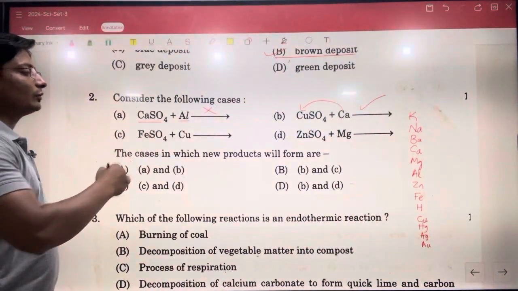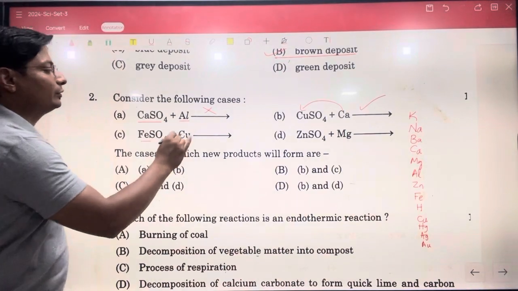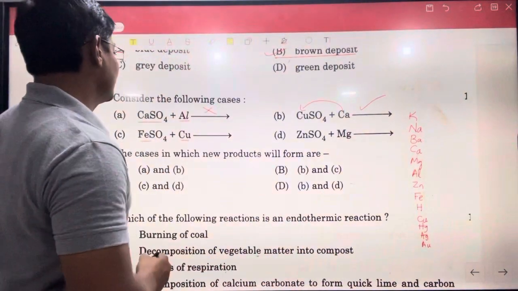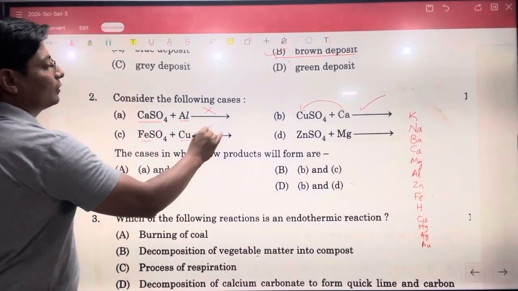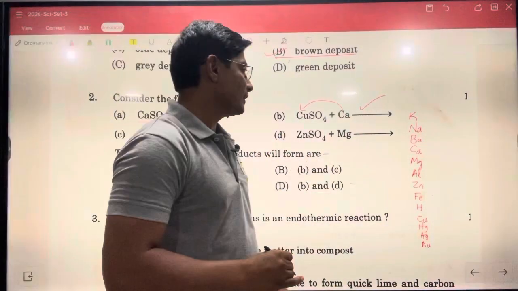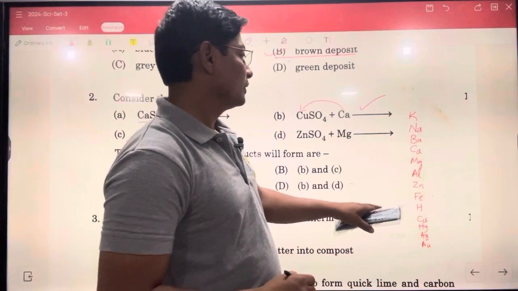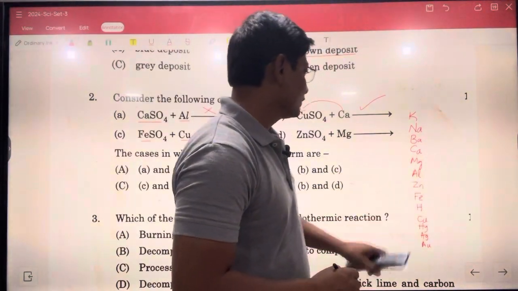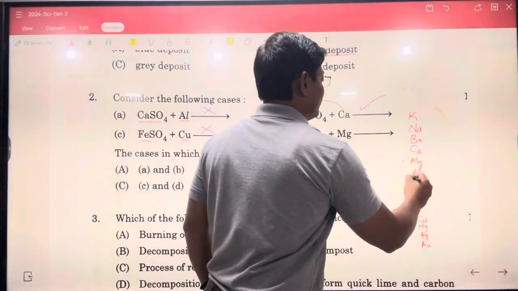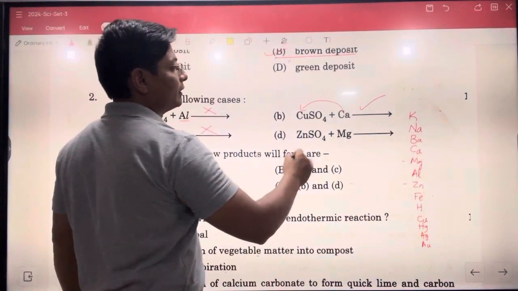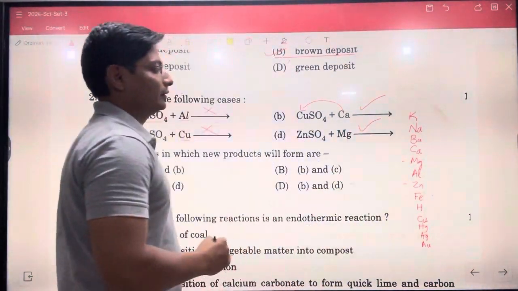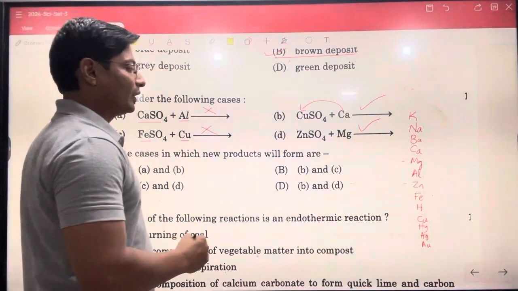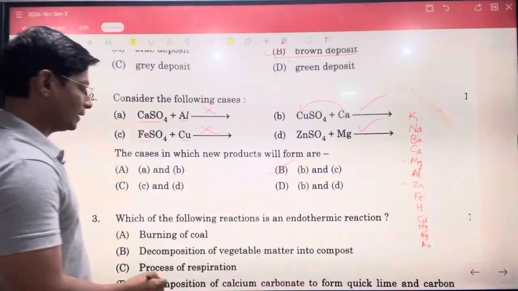Then the third one is FeSO4 plus Cu. So here Fe and Cu, if you compare their positions, Fe is at a higher position than Cu. So therefore displacement cannot occur. Then finally the fourth one, ZnSO4 plus Mg. So here if you observe, Mg is at a higher position than zinc. So therefore Mg will displace zinc here. So therefore there will be a possibility of displacement reaction. So therefore only B and D will give the product. So therefore option B would be the correct option.